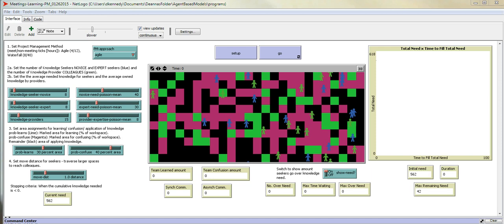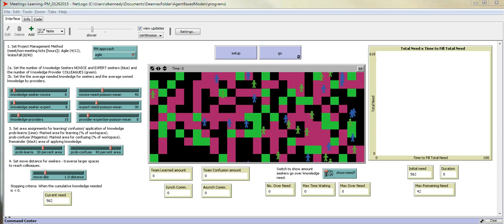Then we have knowledge providers, which are in green, and these are the colleagues that knowledge seekers can gain information from during meeting phases. During work-alone phases, if the knowledge seekers are on a green patch, they will learn information. If they are on a magenta patch, they will become confused and actually need more information. And if they are on a black patch, they will be applying knowledge, and so they will neither gain nor lose any knowledge.